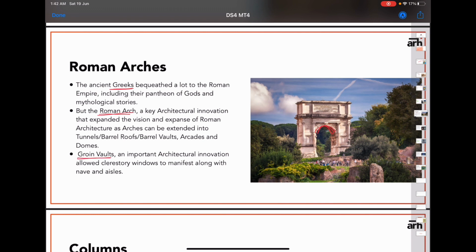Groin vault, which is an important architectural innovation, allowed clerestory windows to manifest along with nave and aisles. Please search for this term, you will get a better understanding of what I am talking about. Also, I have one question for you. I want you to search and let me know in the comment box which arch this is. Let me just clear one thing for you. This is not the Arc de Triomphe. This is a different arch. So please let me know which arch this is.